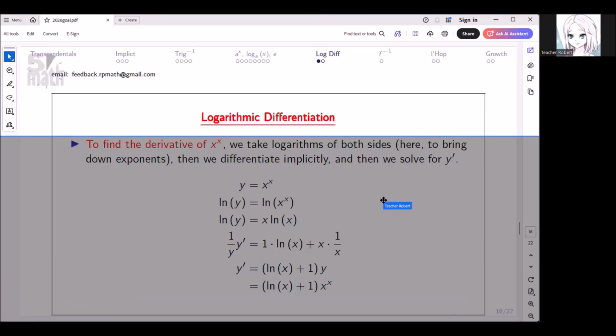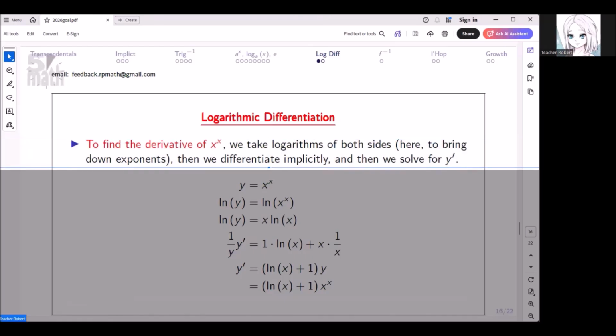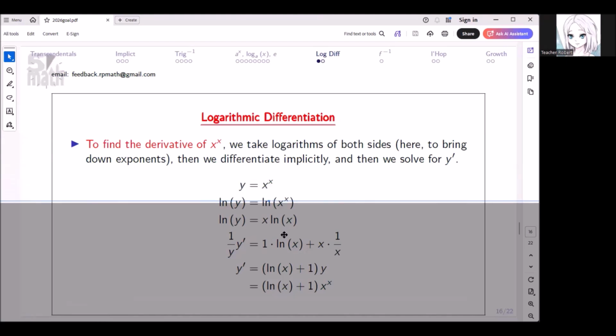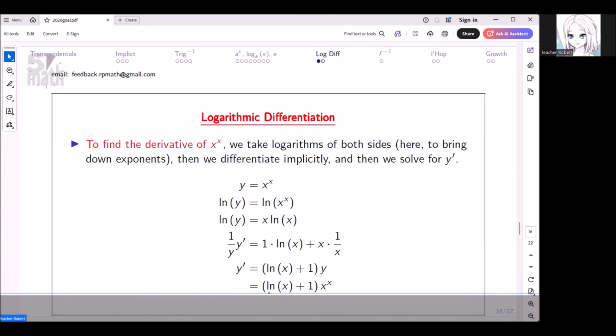Logarithmic differentiation. To find the derivative of x to the x, we take logarithms of both sides. Here, to bring down exponents. Then we differentiate implicitly, and then we solve for y prime. We have the following.